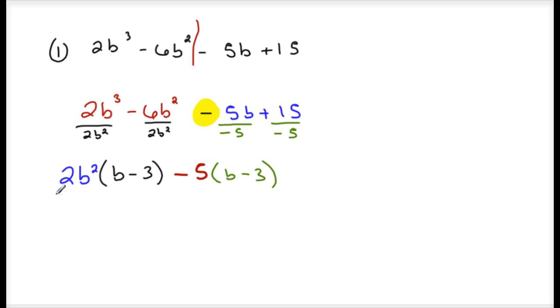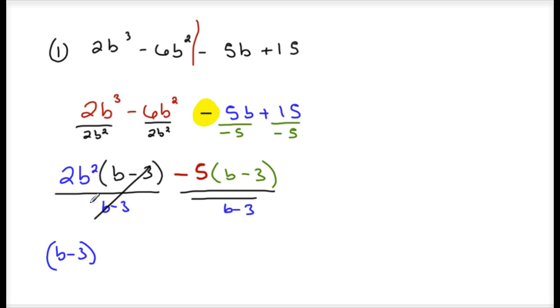Now I have 2 terms here. This is one term, 2b squared times the quantity b minus 3, all one term. And this is another term, negative 5 times the quantity b minus 3. In these 2 terms, so far we've been factoring out monomials, but now they have both what in common? B minus 3. On the inside, it's both b minus 3. So they have the quantity b minus 3 in common. So I'm going to factor out b minus 3 from both of these terms.